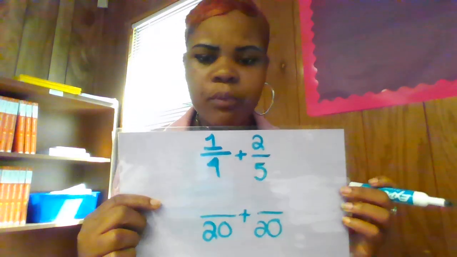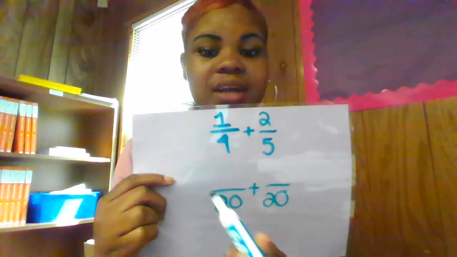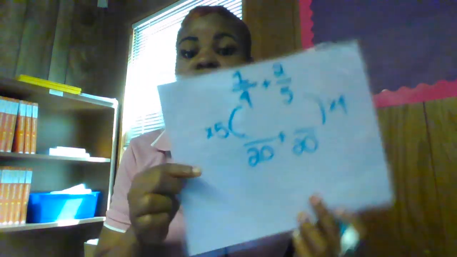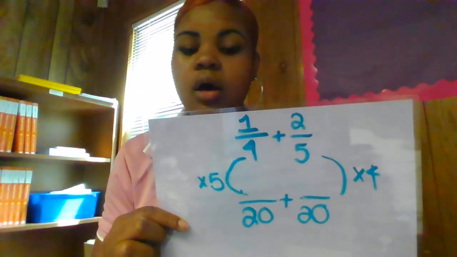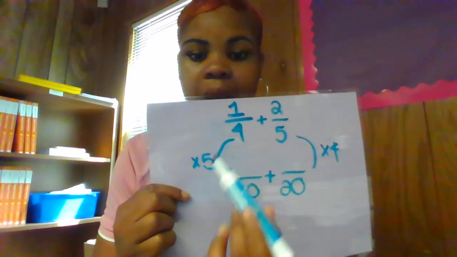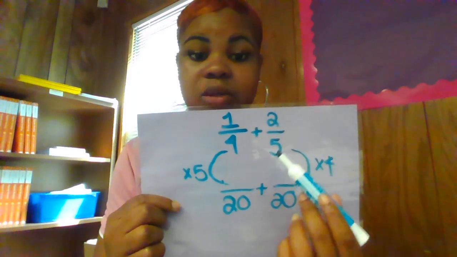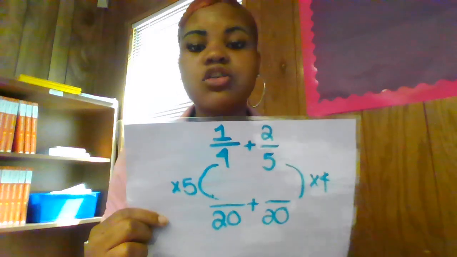Good job. So ask yourself, how did I get from 4 to 20? In order to get from 4 to 20, I had to multiply it by 5. What about from 5 to 20? 5, 10, 15, 20. So I have to multiply it by 4. Good job. So remember, we took 4 and multiplied it by 5 to get 20, and then we took 5 and multiplied it by 4 to get 20.